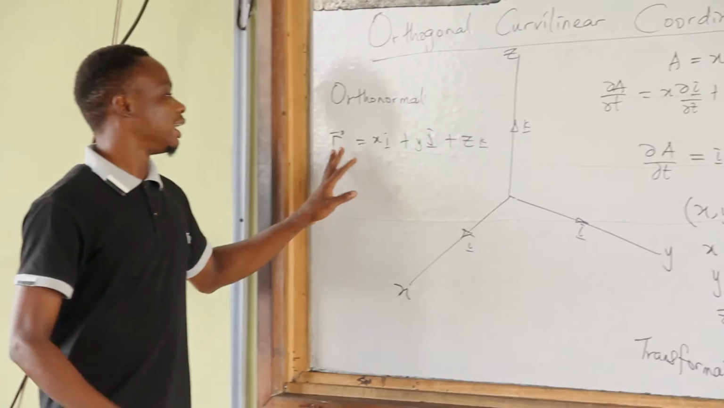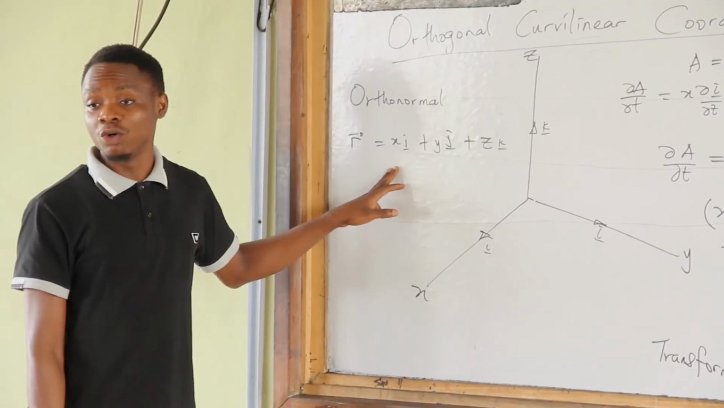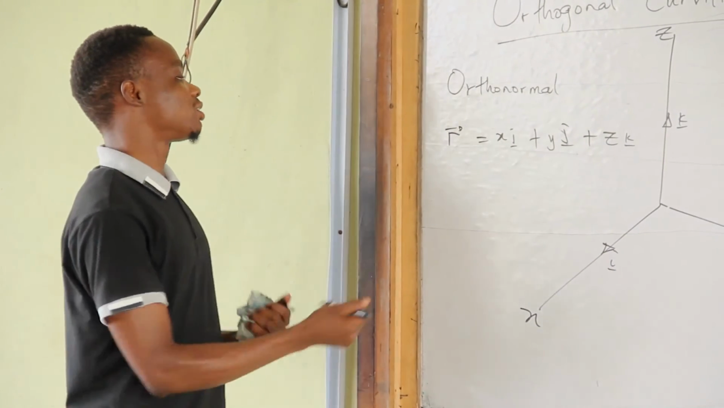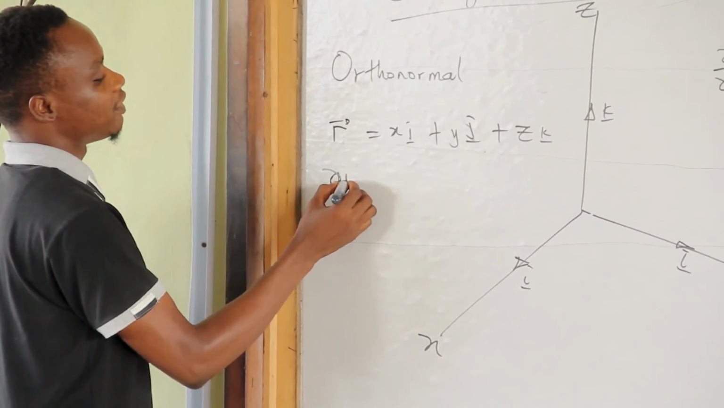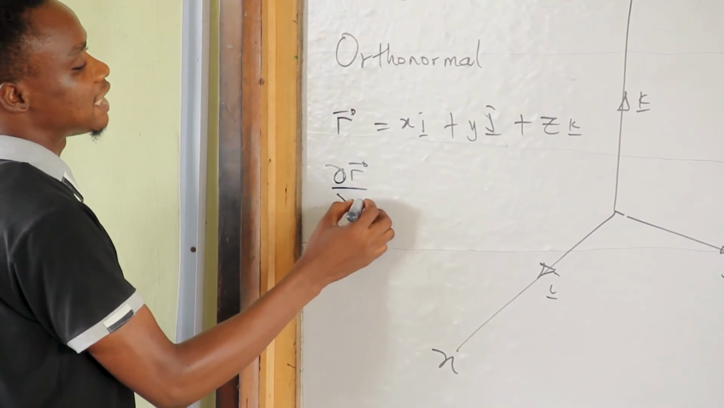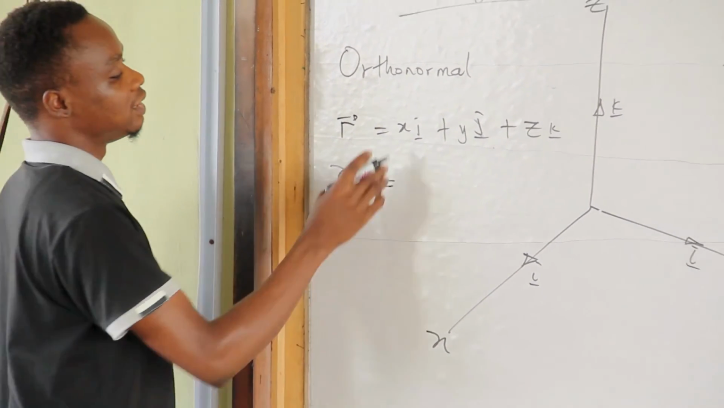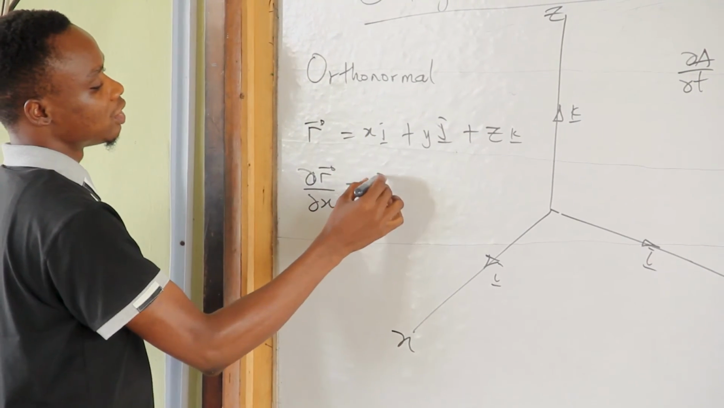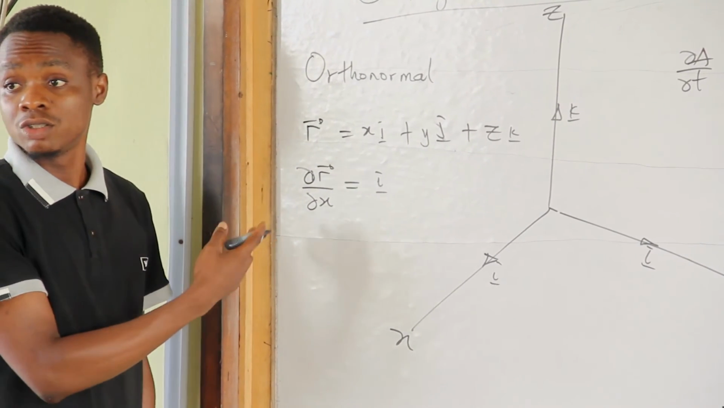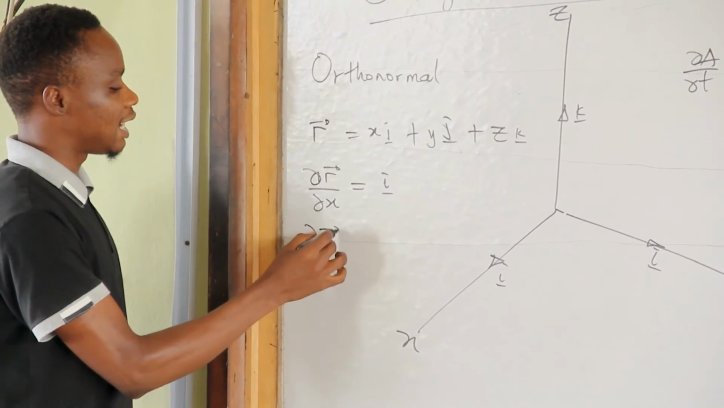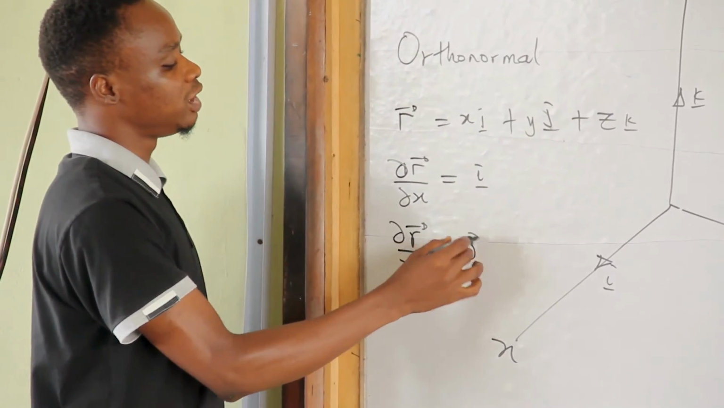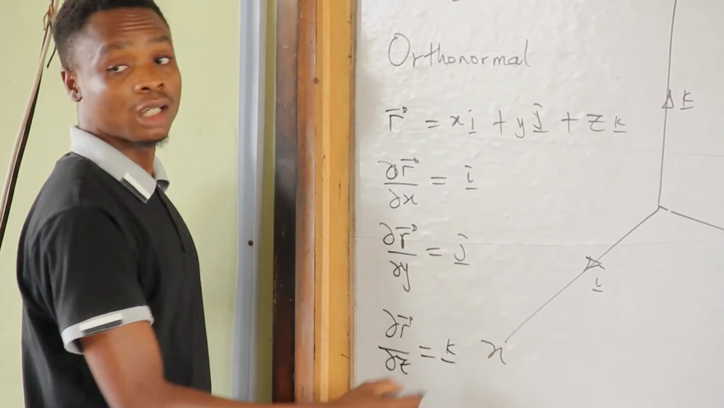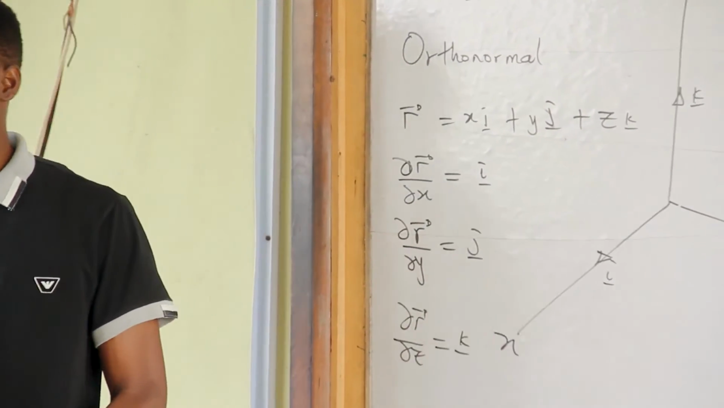And so, if I want to get the unit vector in the direction of i, for instance, in the x direction, what I just need to do is differentiate this r vector with respect to x. What do I get? I'm going to get del r del x equal to i. Do you understand that? But if I do del r del y, it's going to give me j. If I do del r del z, it's going to give me k. Is it making sense? Is this clear?